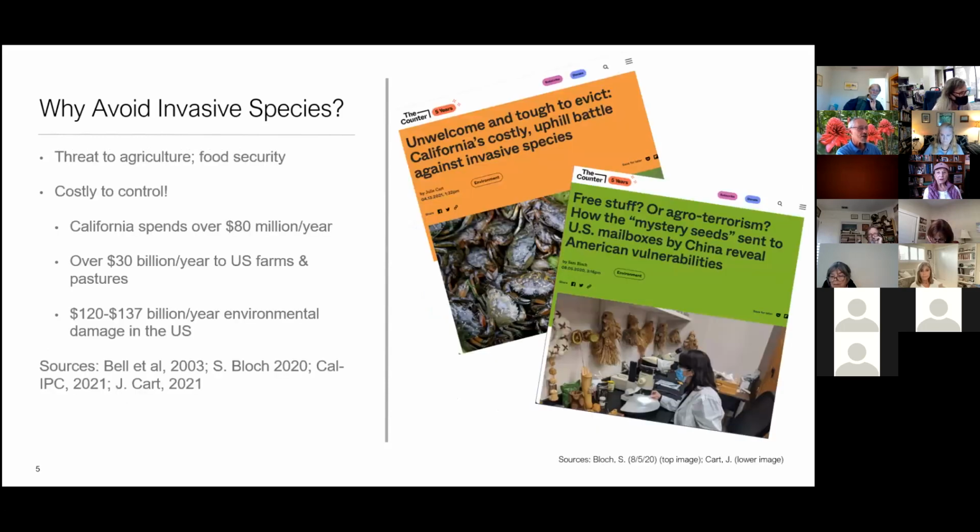So for agriculture, we're spending over $80 million a year. I frankly think that number is probably low for controlling just invasive species problems on farmland. Similarly, over 30 billion a year nationwide, and over 100 billion a year is considered the environmental damage from invasive species.